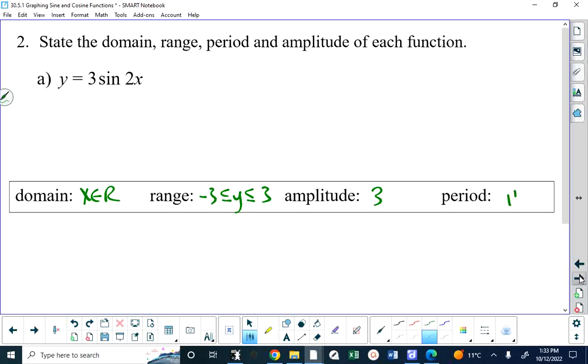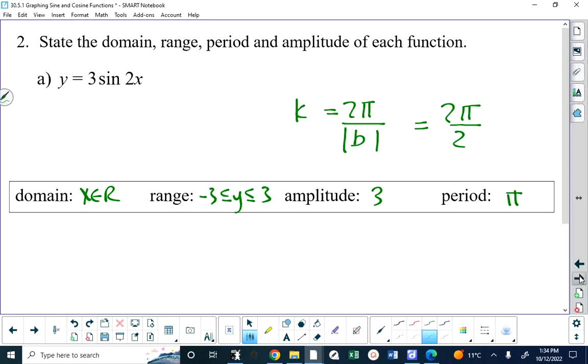The period is pi because the period is 2 pi over b. Do you understand why I'm using absolute value signs even though I don't need to here? If b is negative, I don't want to say the period is negative. B is 2, so this is 2 pi over 2, which gives you pi. By the way, all of the examples I've done so far, I think, are using radians. I could have asked for the period in degrees, and the answer would be 180.